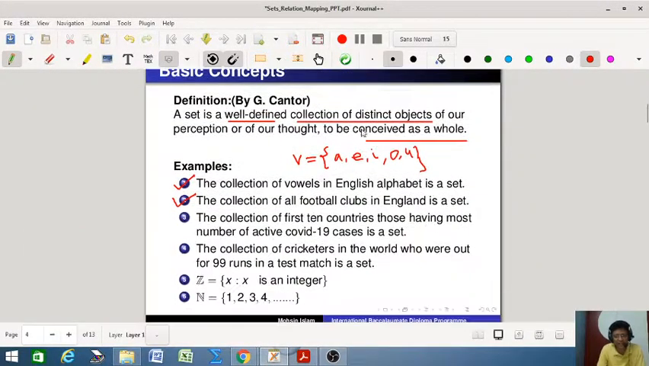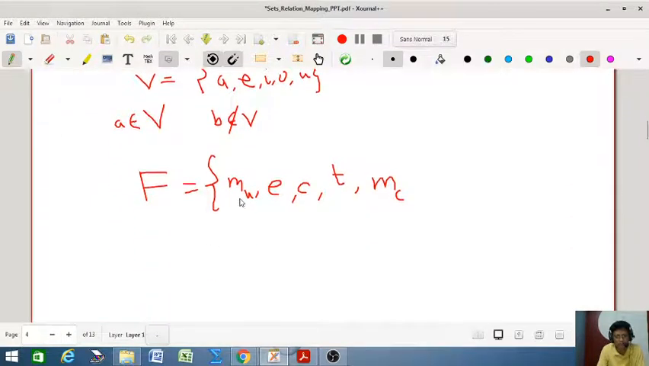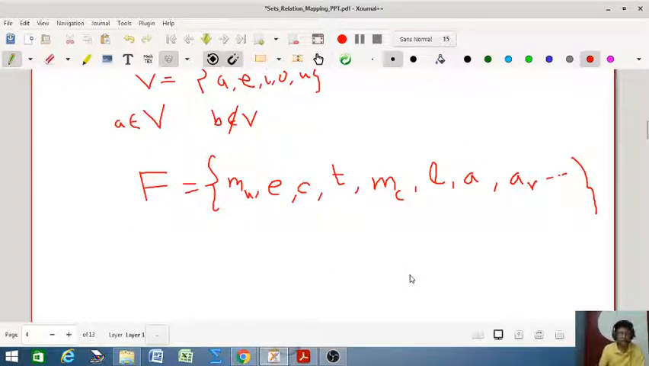It is said in the definition that the objects are distinct, so we have to distinguish between them, right? Got my point? So this is MC, and look at that: you have Liverpool, you have Aston Villa, and you have Arsenal. Again you have the same letter, so let me write a suffix there to distinguish them, and so on. There are so many clubs. So this is a set of football clubs of England, all the famous football clubs of England.